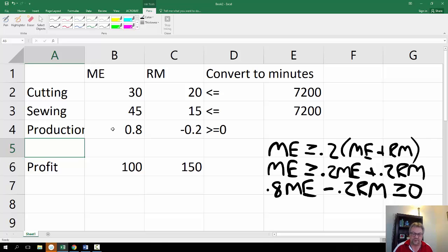Okay? So let me just pause here. I hope that this makes sense to everybody. That just comes from the problem, right? The Mount Everest parka has to be at least 20% of total production. So just write it out and then solve.